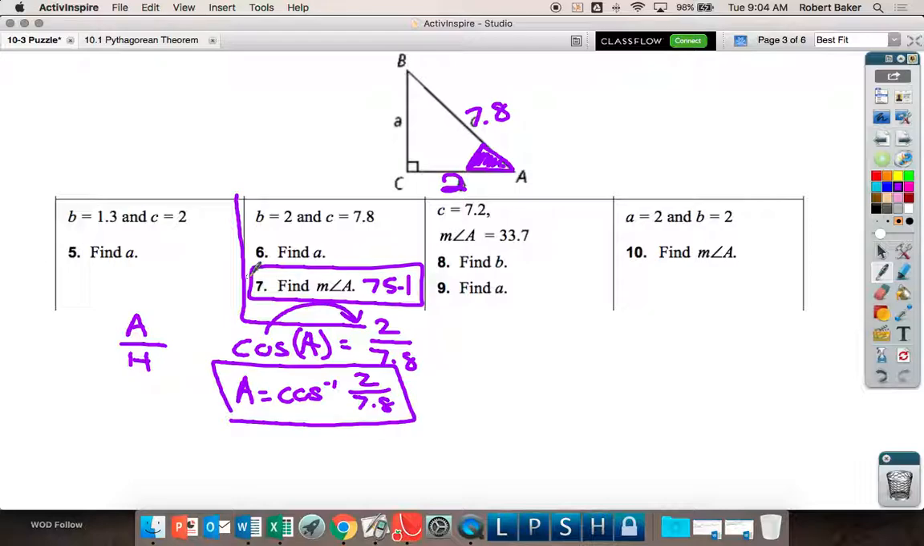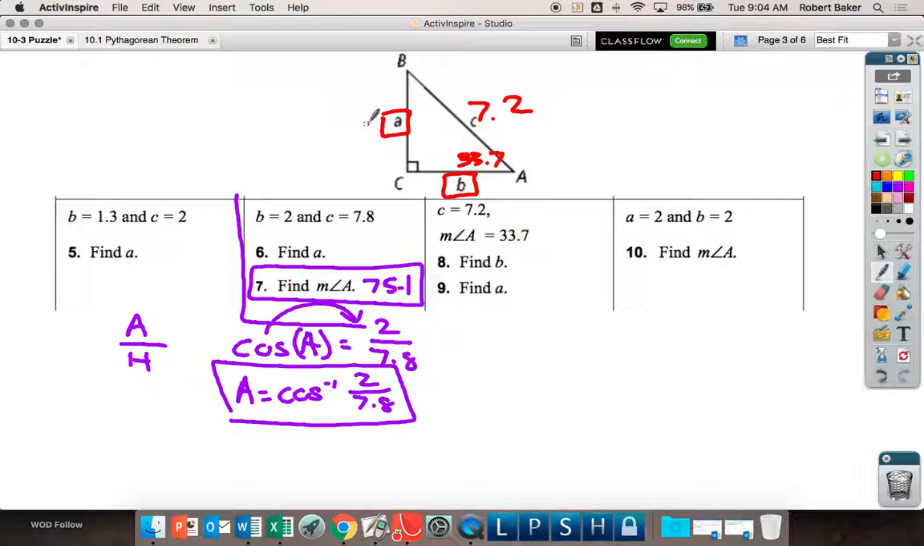All right, number 8, I'm going to erase my math off the triangle on the top. Number 8 says that C is 7.2 and that the measure of angle A is 33.7. It wants us to find B and it wants us to find A. So, can you use Pythagorean Theorem if you only have one side length? No. Now we have to use trig.